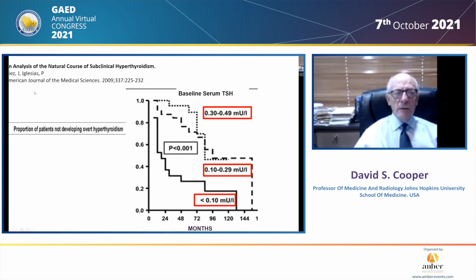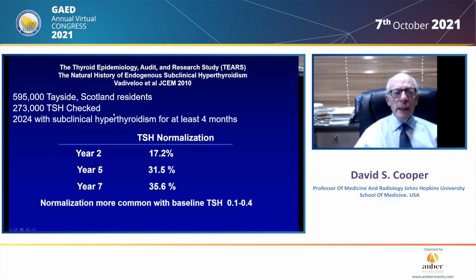And the chance of becoming overtly hyperthyroid is directly proportional to the baseline TSH. So in patients with TSH levels that are less than 0.1, it's very common for patients to progress. Whereas in patients with just slight lowering of their TSH, most patients remain normal for many, many years. And in this study of 2,000 people, a population-based study with subclinical hyperthyroidism, many of them actually became normal over time without any intervention, and normalization was more common in patients with a TSH that was just slightly below normal.